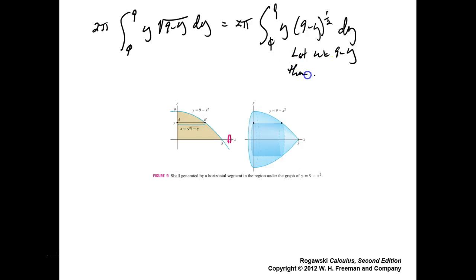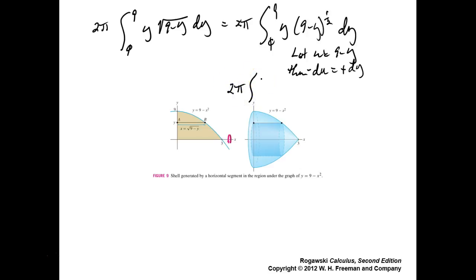Then, what do we do next? du is equal to minus dy, isn't it? But we don't have a minus dy, we have a plus dy, so let's move the minus over here with the du. So we're going to change our variable from y to u. If we're going to do that, we also need to change our limits.